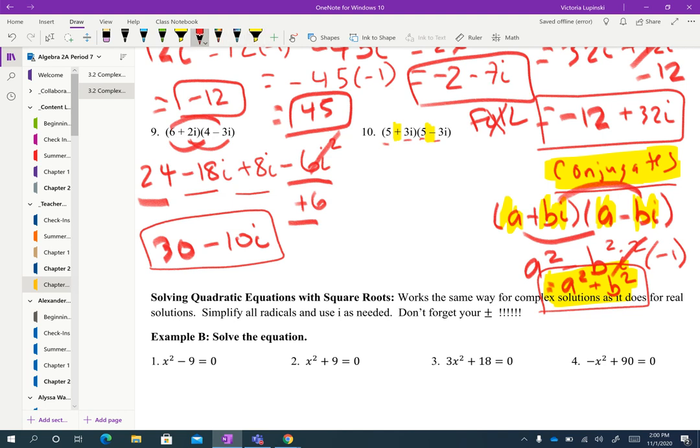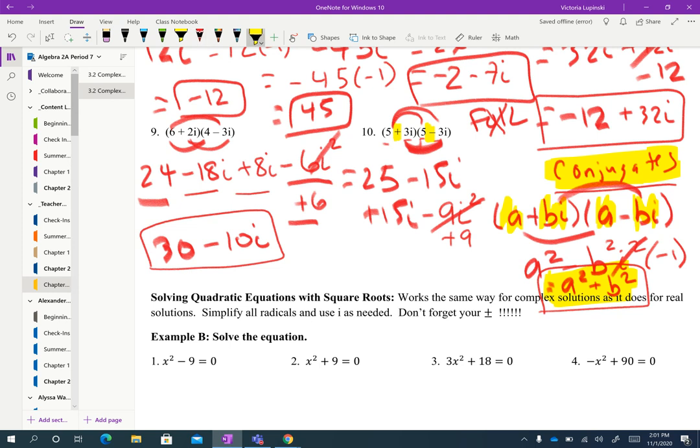So if you're able to remember and use that shortcut, you certainly should. If you want to make sure that it works, then go ahead and FOIL number 10, just like you did number 9. Starting with the first, 5 times 5 is 25, followed by the outers, which would be negative 15i. Then the inners, which would be positive 15i, and then a positive 3i times a negative 3i, that would be a negative 9i squared. An i squared is equal to a negative 1, which would make this into a positive 9.